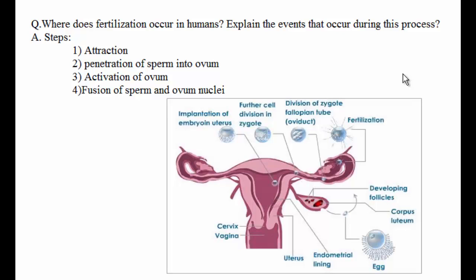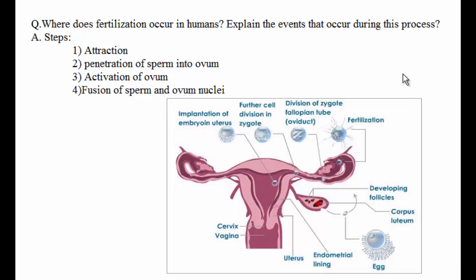There are four steps involved in the fertilization process. Those are attraction, penetration of sperm into ovum, activation of ovum, and fusion of sperm and ovum nuclei. So the first step is attraction.